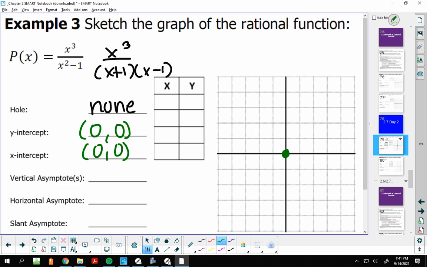Vertical asymptote is when the denominator equals 0. So if we set each of these factors equal to 0, we get x equals -1 and x equals +1. Make our vertical asymptotes there.